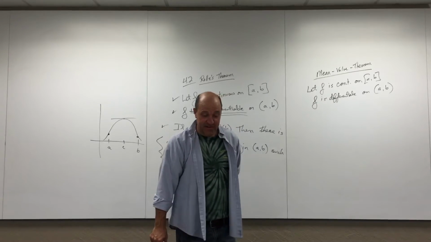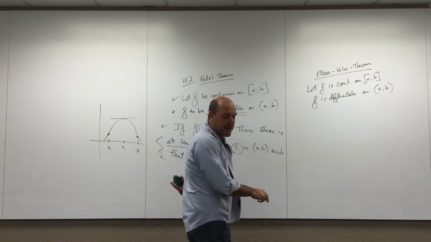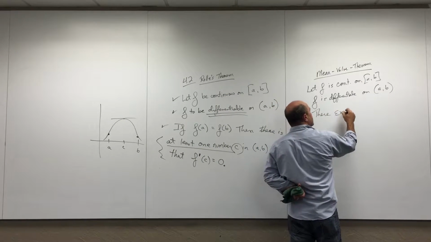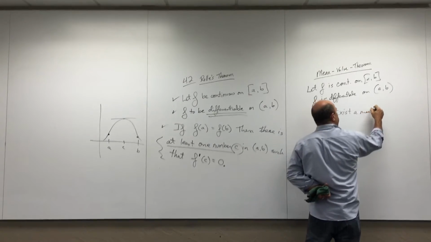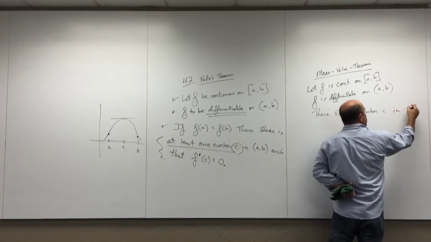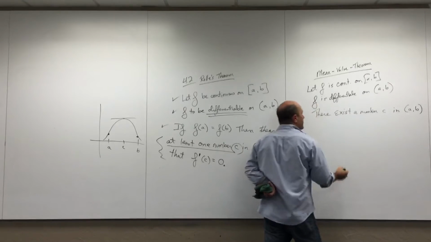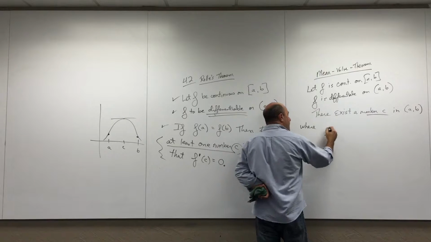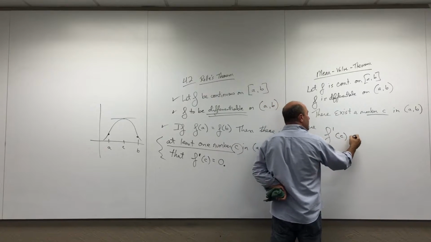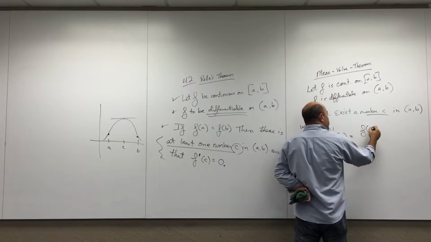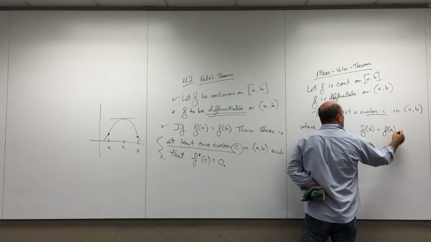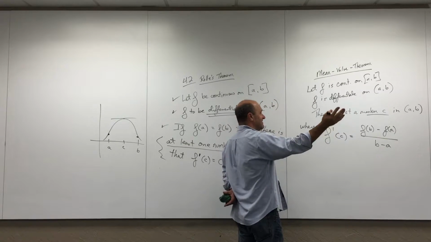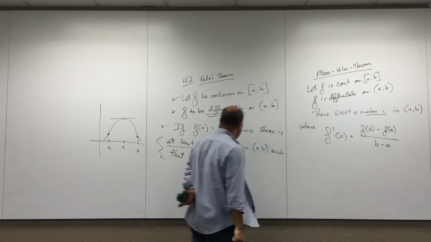Then there does exist a number C. They don't have this other requirement. They say then there is a number C. There exists a number C in AB where f prime of C equals f of B minus f of A over B minus A. Do you know what that's saying?